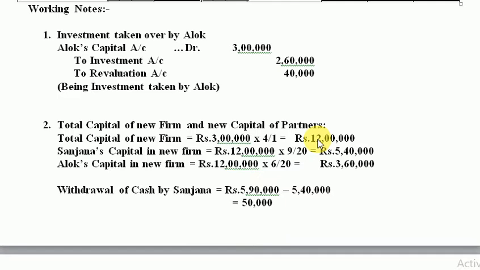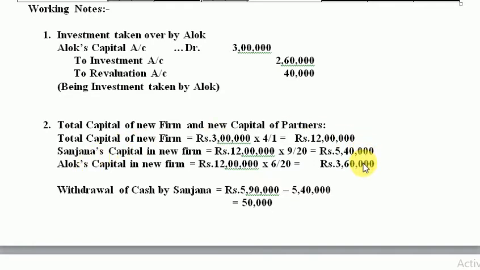Then this 12 lakh will be divided among the partners in the new profit sharing ratio, and the distribution in the new profit sharing ratio goes 12 lakh into 9 by 20 for old partner Sanjana, which comes as rupees 5,40,000, and for the second old partner Alok, this 12 lakh divided in his new profit sharing ratio 6 by 20 is equal to 3,60,000. So 12 lakh, the new profit sharing ratio for both old partners comes as 5,40,000 for Sanjana, and for Alok it comes as 3,60,000.